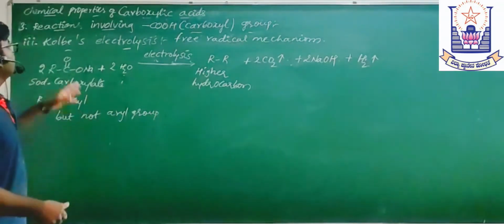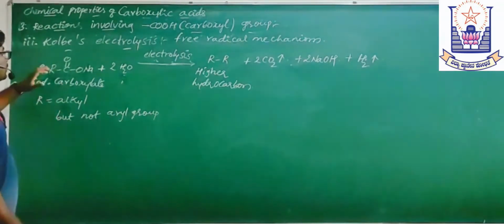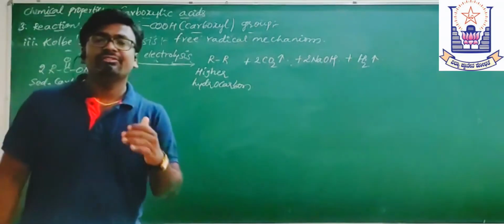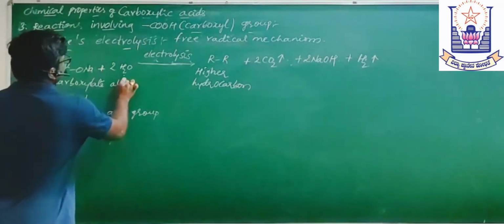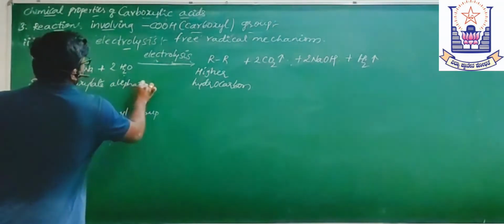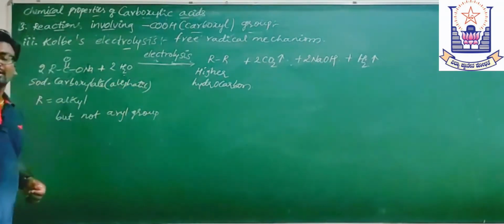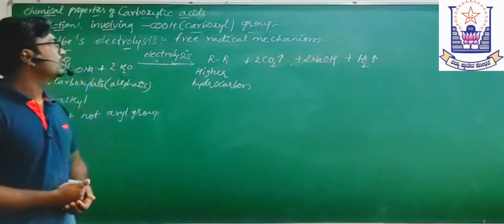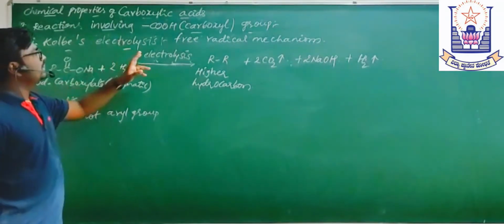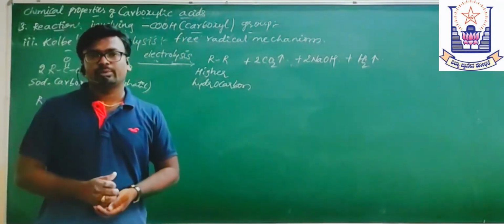The COOH electrolysis is applicable only for aliphatic carboxylic acids, not for aromatic. This is all about the reactions involving the carboxyl group.